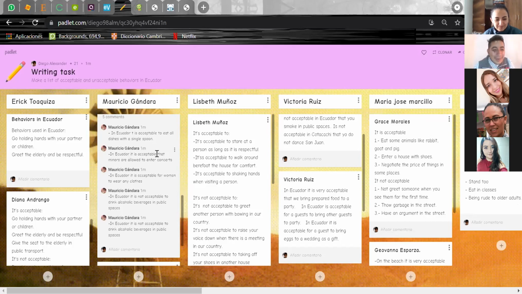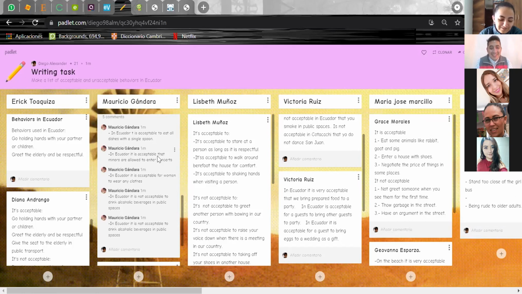Yes. In Ecuador, it's acceptable that minors are allowed to enter concerts. I don't think, okay, it's like, it depends, maybe, I don't know, depends on the concert. Teacher, depende del concierto, porque en algunos conciertos no se puede. Sí, por eso digo que depende del concierto.